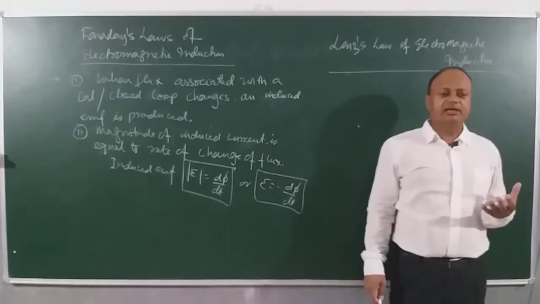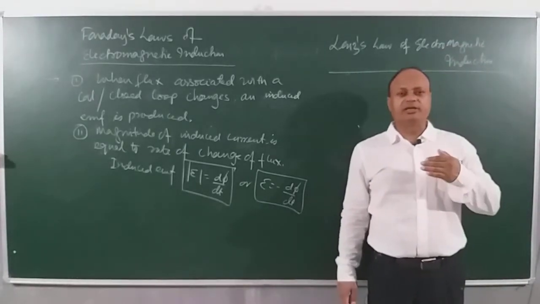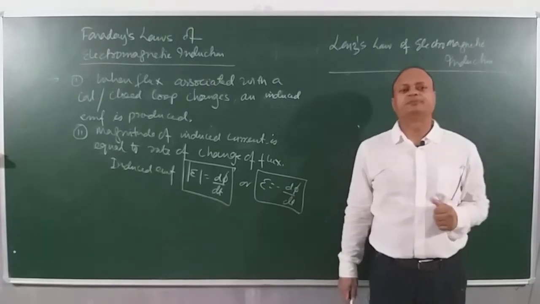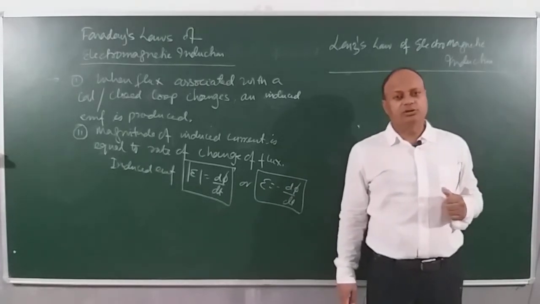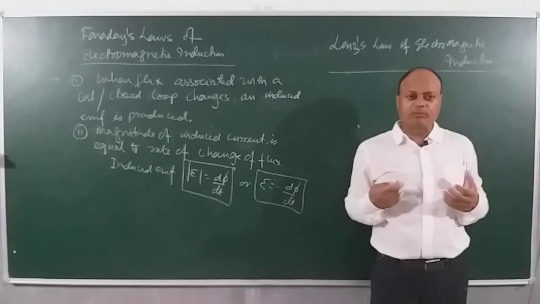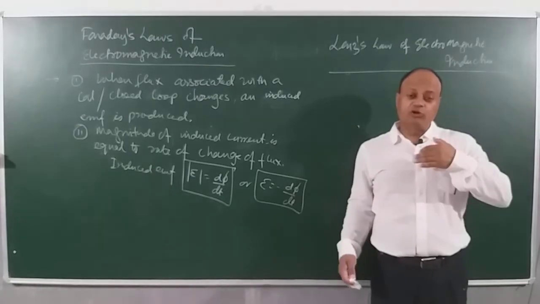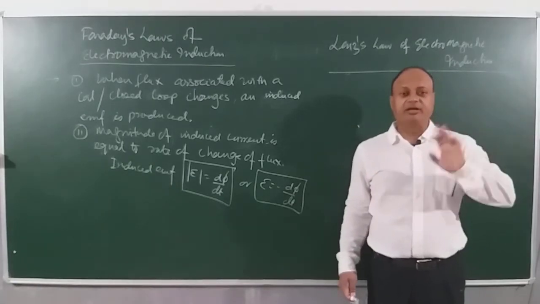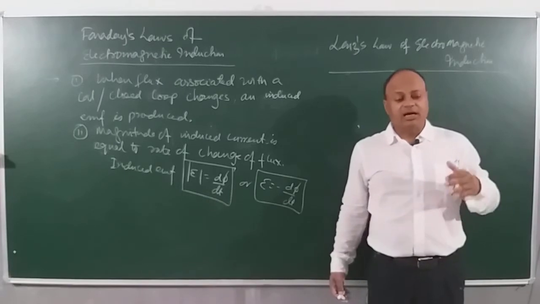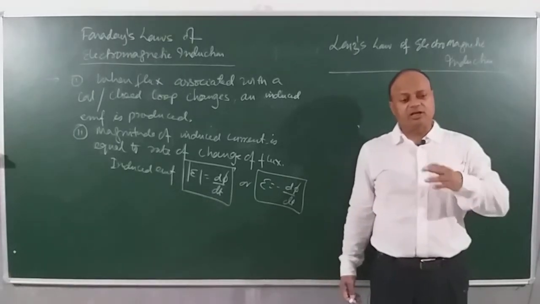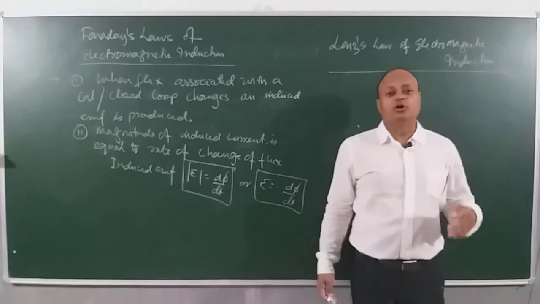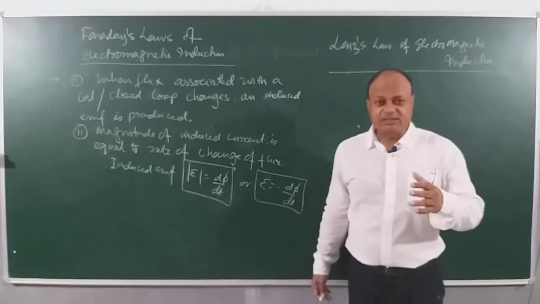Lenz's law is like this. Suppose I am standing here and you come towards me, I say don't come towards me, go away. Why so? Because of inertia, I do not want my position to be disturbed. And when you go away from me, I say don't go away from me, remain where you are. Means I neither want you to come towards me nor do I want you to go away from me. Lenz explains it very well.